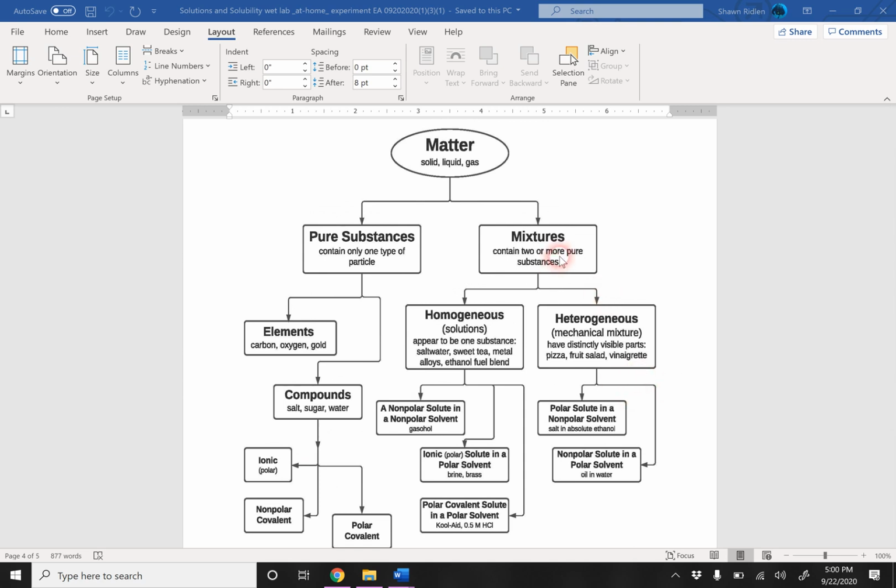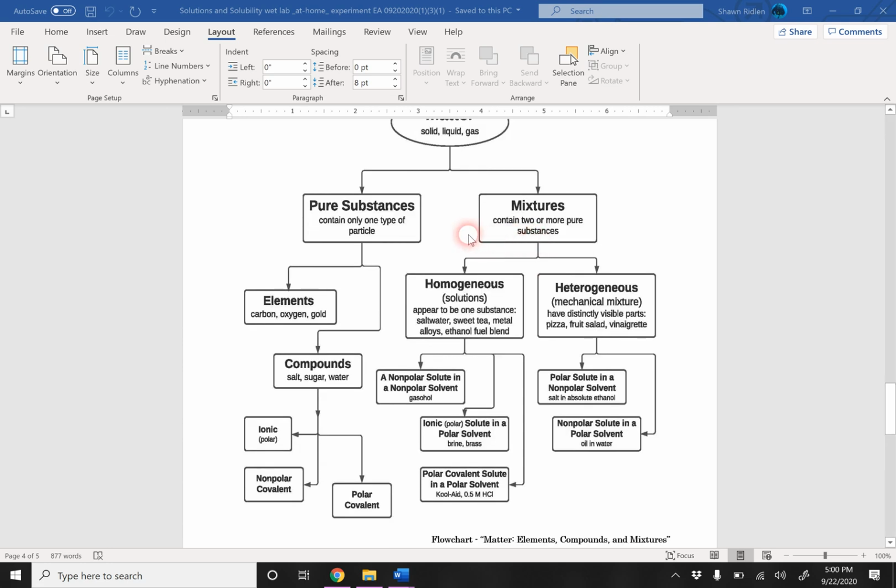Okay, so what about mixtures? Now a mixture is a type of matter that contains two or more pure substances. In other words, I have more than one thing mixed together, so that makes it a mixture. And I could either have homogeneous, this is the form of solutions. So I have a mixture that's homogeneous, we could call that a solution, no matter what phase it's in.